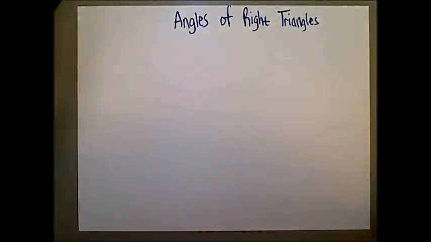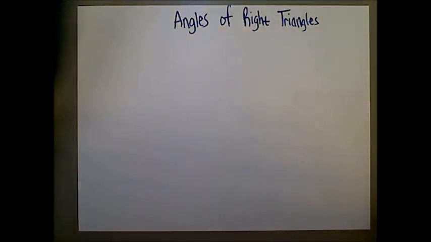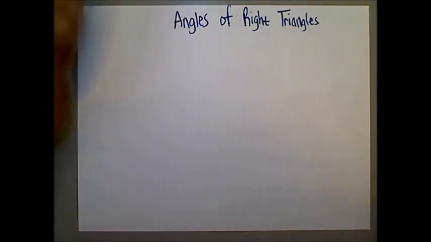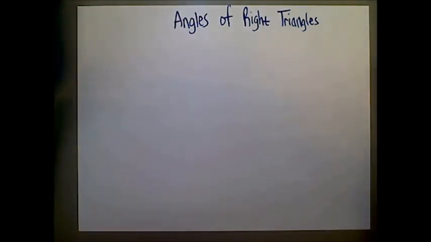Okay, now we are going to talk about how to find the angles of right triangles. Last lesson, we talked about how to find the missing side of a right triangle when all you've been given is an angle and one other side. Now we're going to talk about how to find the missing angle when all you've been given is two sides.